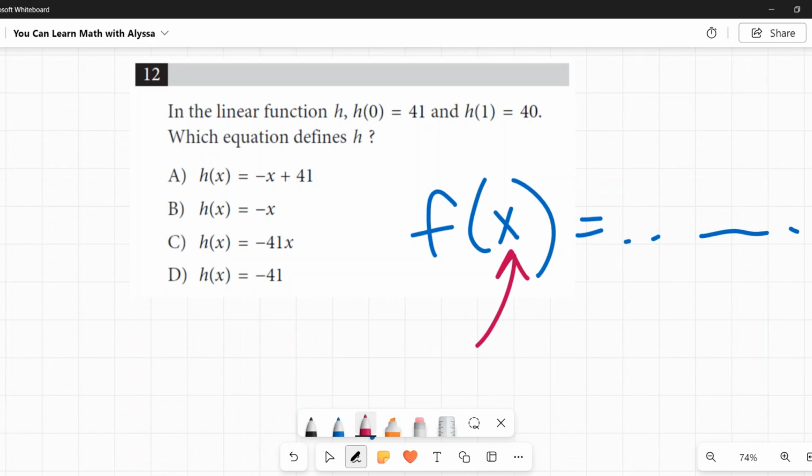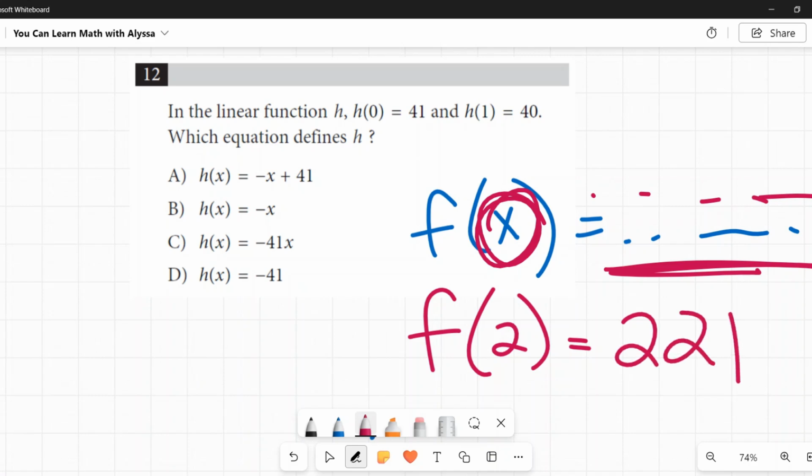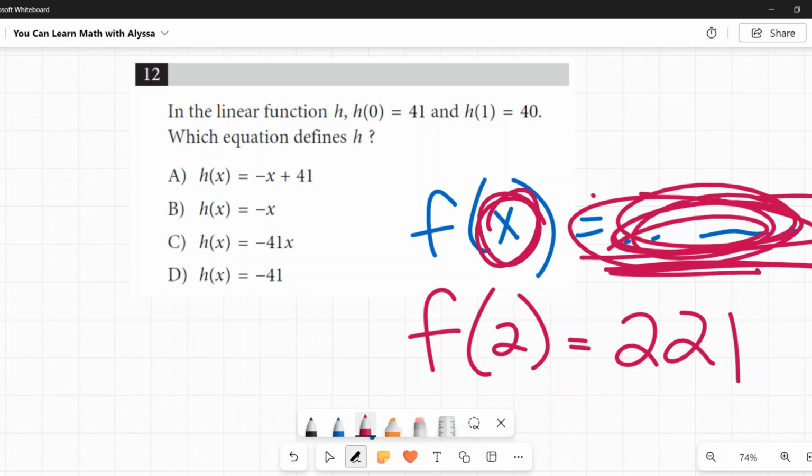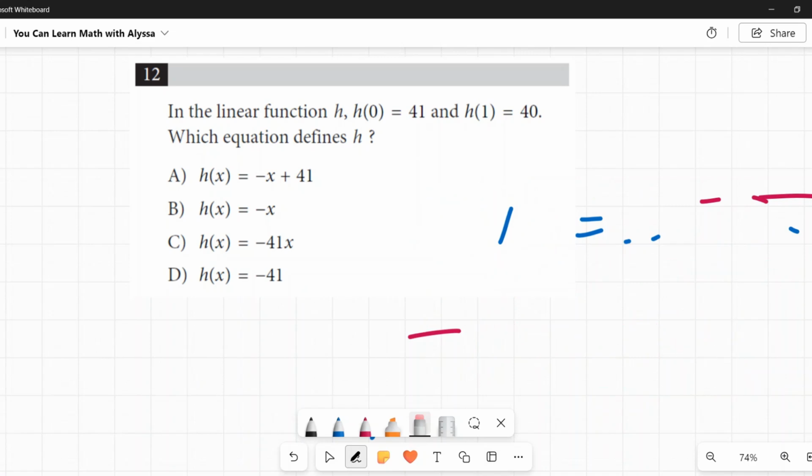But f of whatever that number is, they're telling you wherever there's an x, plug that number in, do all the math, and see what you get. And that's going to be your answer. So it might say, oh, f of 2 equals 221. It means I took 2, I plugged it in wherever there was an x in this equation, and the answer I got after I did the math was 221.